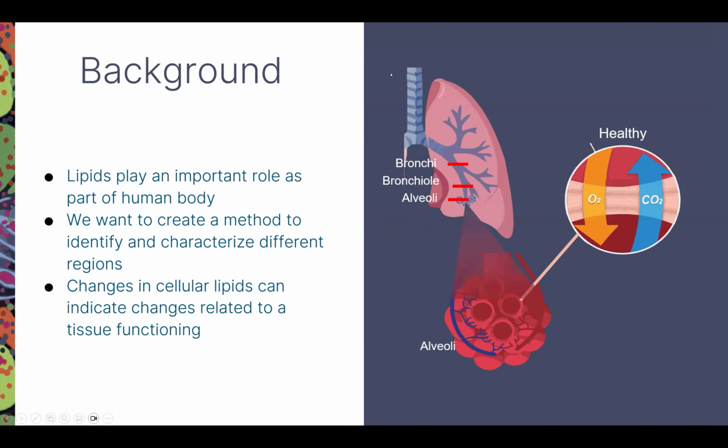So coming to the background, why are we even studying lipidomics? Well, lipids play an important role as a part of the human body in general. If we take a look at an example of our lung tissue, it can be subdivided into bronchi, bronchiole, alveoli, and in alveoli, the lipid tissues play an important role in its elasticity and therefore play a major role in gas exchange. And so we want to create a method to identify and characterize those different regions.